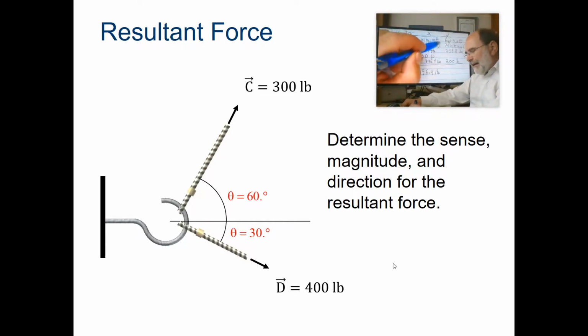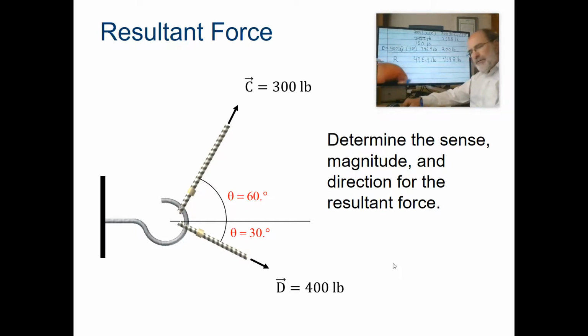Now, separately, I add together the vectors in the Y direction. In the Y direction, for vector C, I had 259.8 pounds, and for vector D, I had 200 pounds. I add them together, and I get a resultant of 459.8 pounds. These represent the X and Y components of the resultant vector.